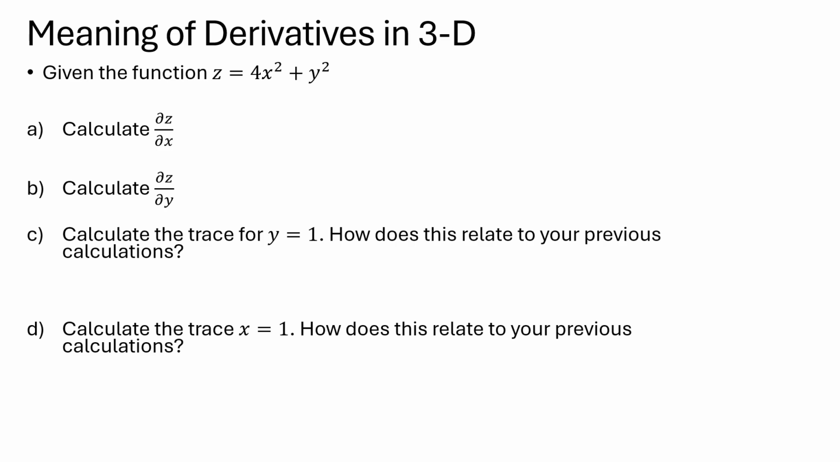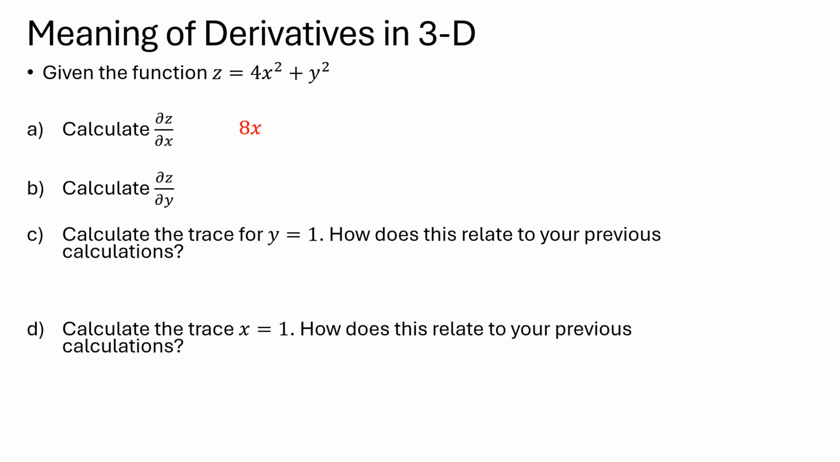Okay, so calculating the partial derivative of this function with respect to x means taking the derivative of terms involving x. And as a reminder, any terms that do not contain x become 0 for the partial derivative with respect to x. Doing so gives ∂z/∂x is equal to 8x.